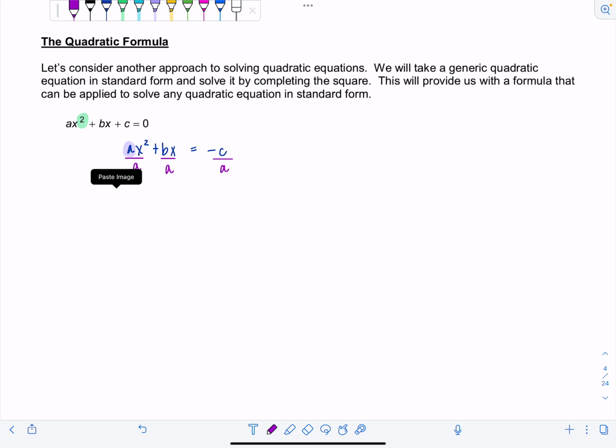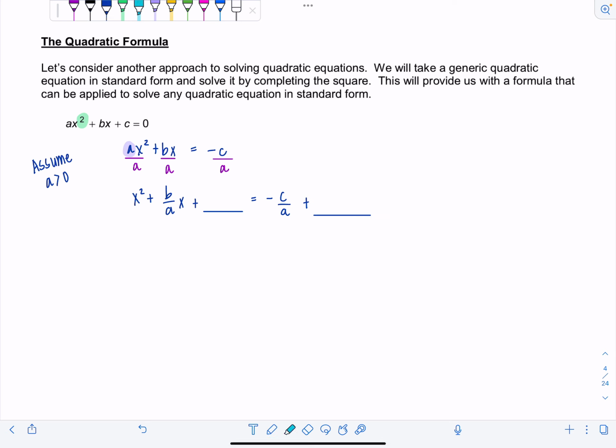And for the sake of this discussion right now, we're just going to assume that a is positive, okay? That a is greater than 0. So now I have x squared plus b over a x plus, I'm going to try to figure out what I need to add to complete the square, equals negative c over a. And remember, I'm going to add the same thing over there as well.